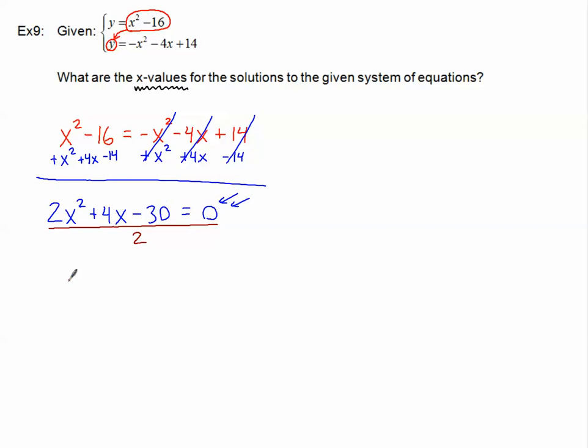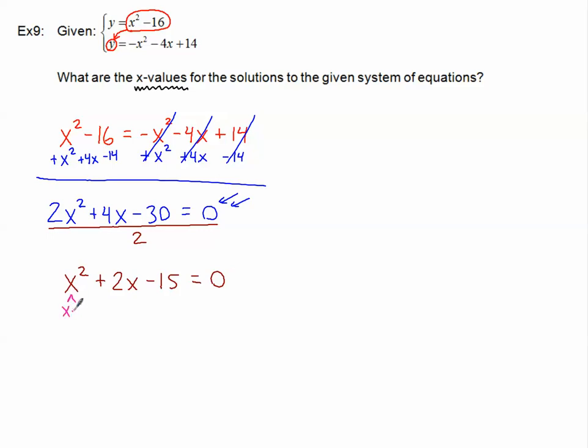2x squared divided by 2 would become 1x squared. 4x divided by 2 is 2x. Negative 30 divided by 2 is negative 15. And 0 divided by 2 is still 0. That's a little bit more manageable, and let's factor that.